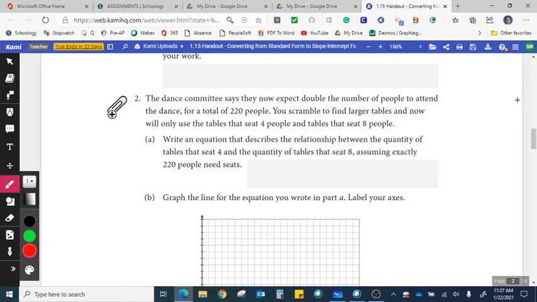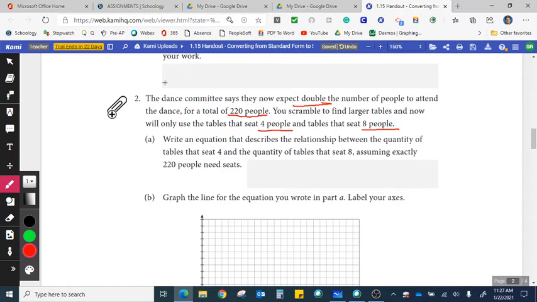So what we need to do is read the question. Always read the question first. It says the dance committee now expects double the number of people to attend the dance, for a total of 220 people. You scramble to find larger tables, and now we'll only use the tables that seat 4 people and tables that seat 8 people. So now we've changed our equation.